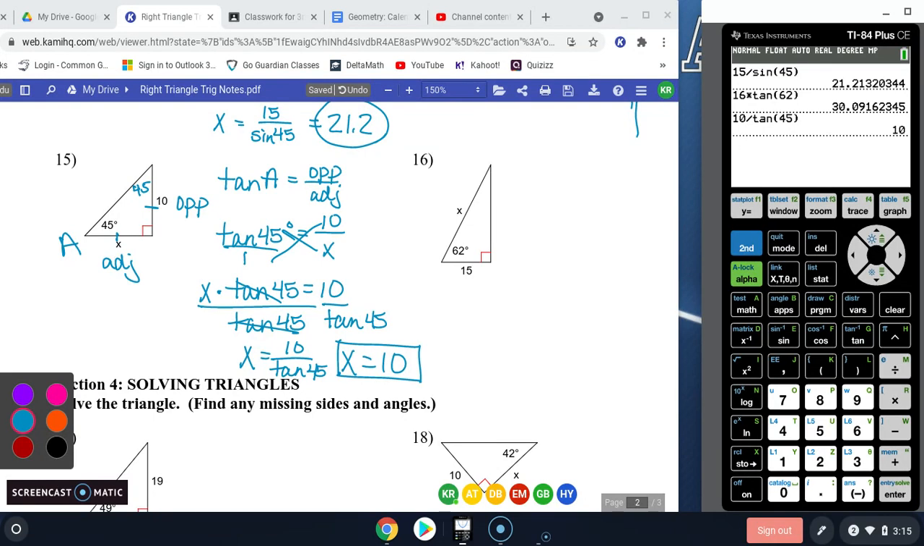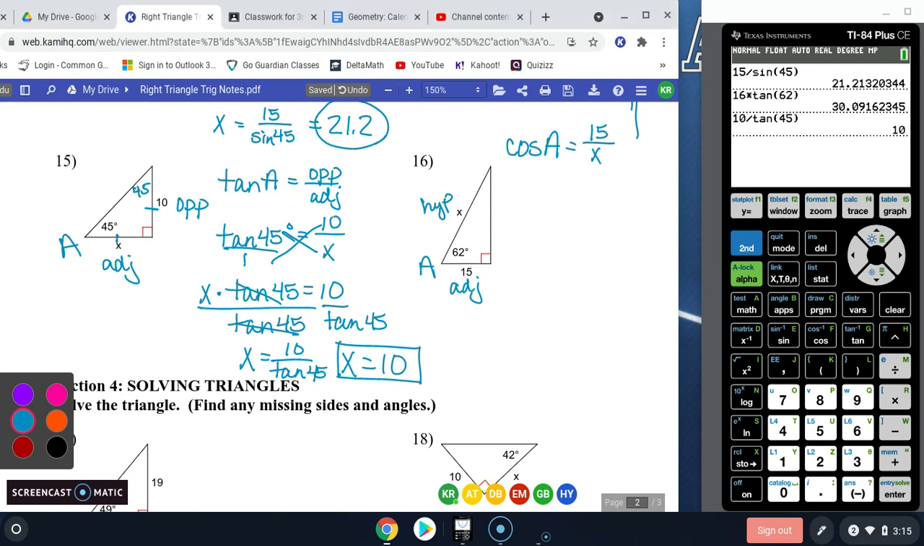Okay, 16. Again, I'm just going to name this one angle A. There's the 62-degree angle. Here's the hypotenuse. The 15 is the adjacent side. So adjacent and hypotenuse, that's a cosine equation. So cosine of angle A is adjacent, 15, over hypotenuse, x. We can go cosine of 62 degrees. I put in my angle measure, over 1, and 15 over x.